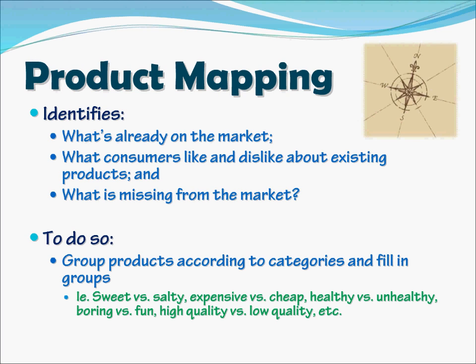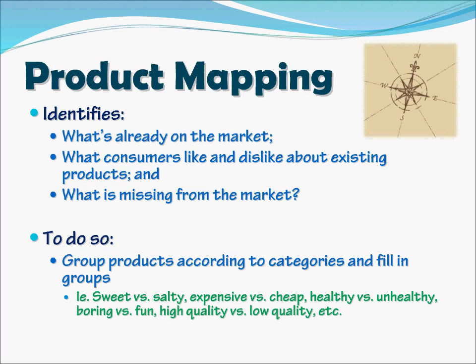So the first tool is product mapping. This identifies what's already out there in the market. It identifies what consumers like and dislike about existing products. It identifies what is missing from the market. So think about idea screening. In order to screen your idea, you really need to consider what's out there. You need to consider what consumers like and dislike.